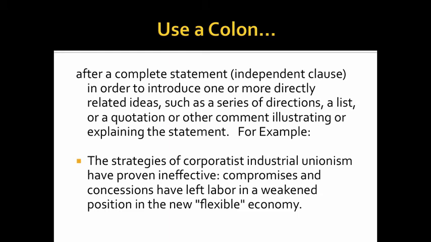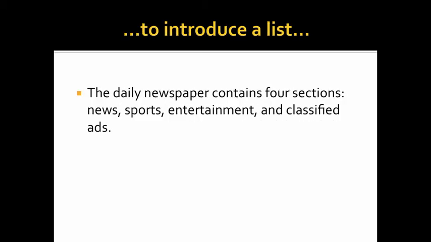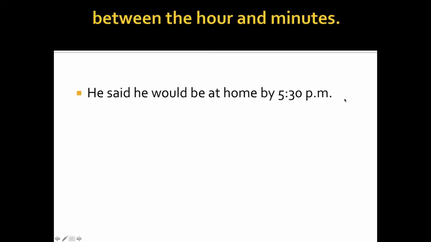So the colon here, it functions like a period, okay? Except what comes after it is giving more information about what came before it. But notice that it is a complete sentence all the way before the colon. You use it to introduce a list. The daily newspaper contains 4 sections: news, sports, entertainment, and classified ads. Notice how the colon is used here. It's after a complete sentence. So you would not say the daily newspaper contains colon, because the daily newspaper contains is not a complete sentence. So you have to have the full complete sentence and then the list.